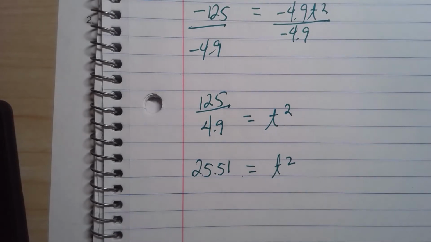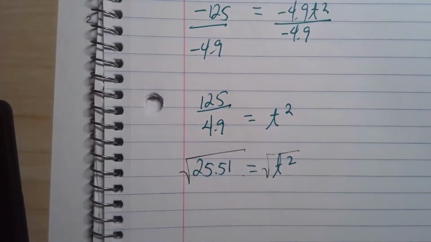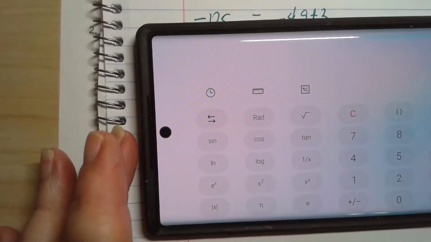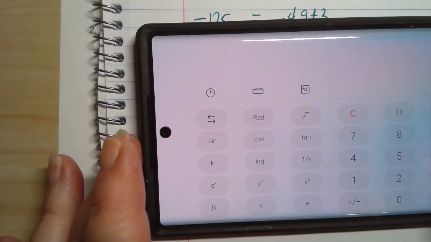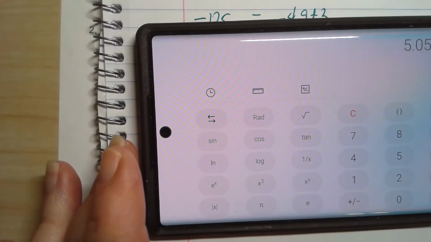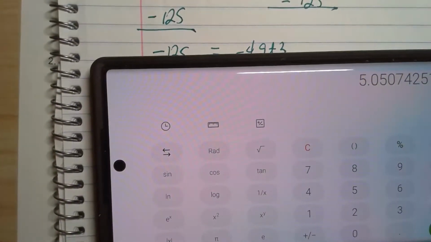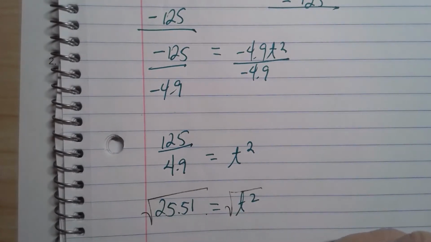So it's going to be a little bit over 5. If we take the square root of that, now if you're using a calculator, I'm just using a plain old scientific one, you have to turn your phone sideways to get that. So it gives me 5.05074251. We're just going to use the 5.05. I'm not going to say it's exactly 5 seconds because we've got that 0.05 part there.